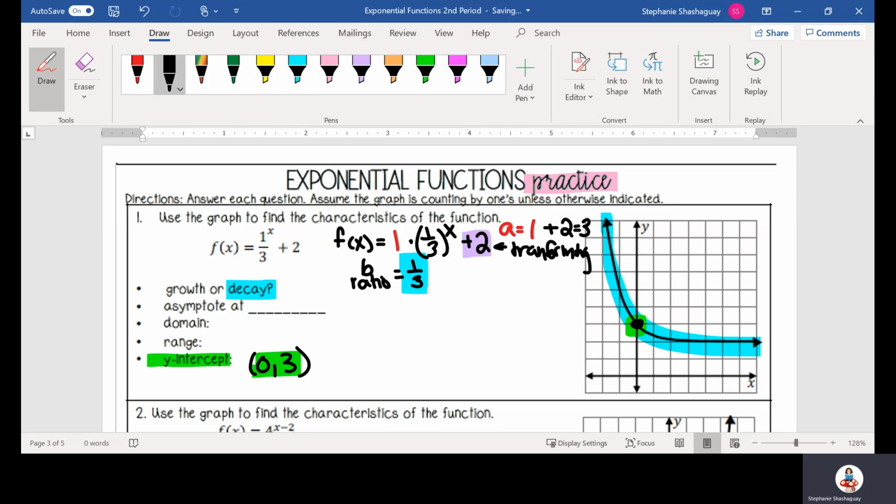My asymptote is also going to be affected by that transformation. So my asymptote here is going to be y equals 2. And that's also going to affect my range, which is y is going to be greater than 2. The range and my asymptote will be related because my possible y values are going to be greater than the asymptote, the line that it's never going to cross. My domain here is all real numbers. Okay, that's all of my possible x values.